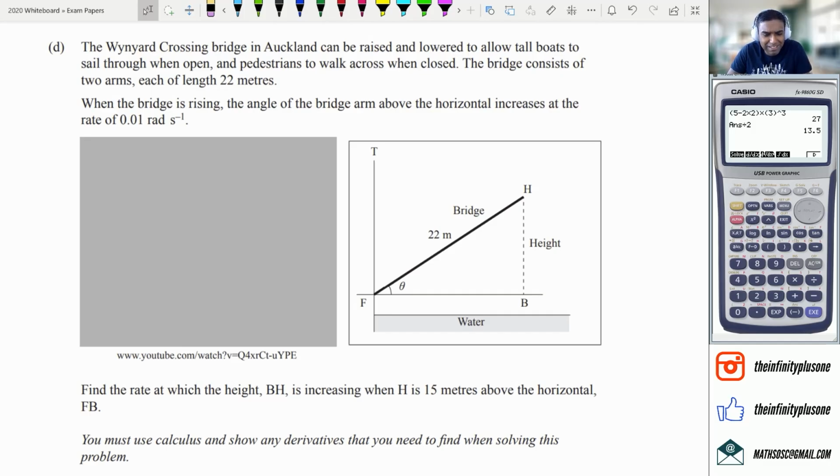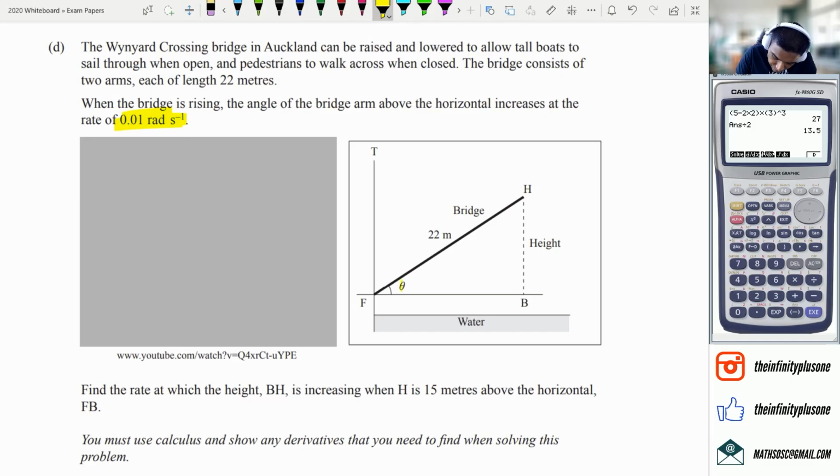I don't think I want to go to that right now, but let's just focus on this question. Basically, what we've got here is a bridge that's rising. The bridge's arm is 22 meters, and we want to know the horizontal increases at 0.01. Okay, so our first bit of information is this thing right here, 0.01 radians per second.